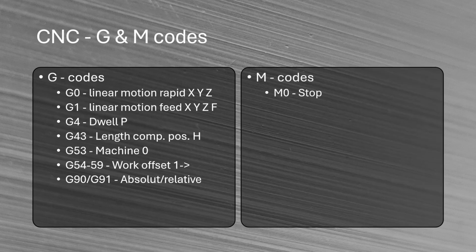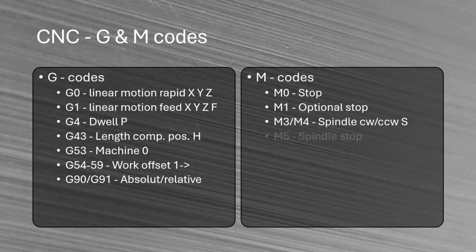Yeah. M codes. So M0: stop everything, stop the coolant, stop the machine, everything. That's basically what it is. M1 is an optional stop. If the optional stop is on when it reaches the M1, it will stop. If the optional stop is not on, on the button, then it will just ignore it and continue.